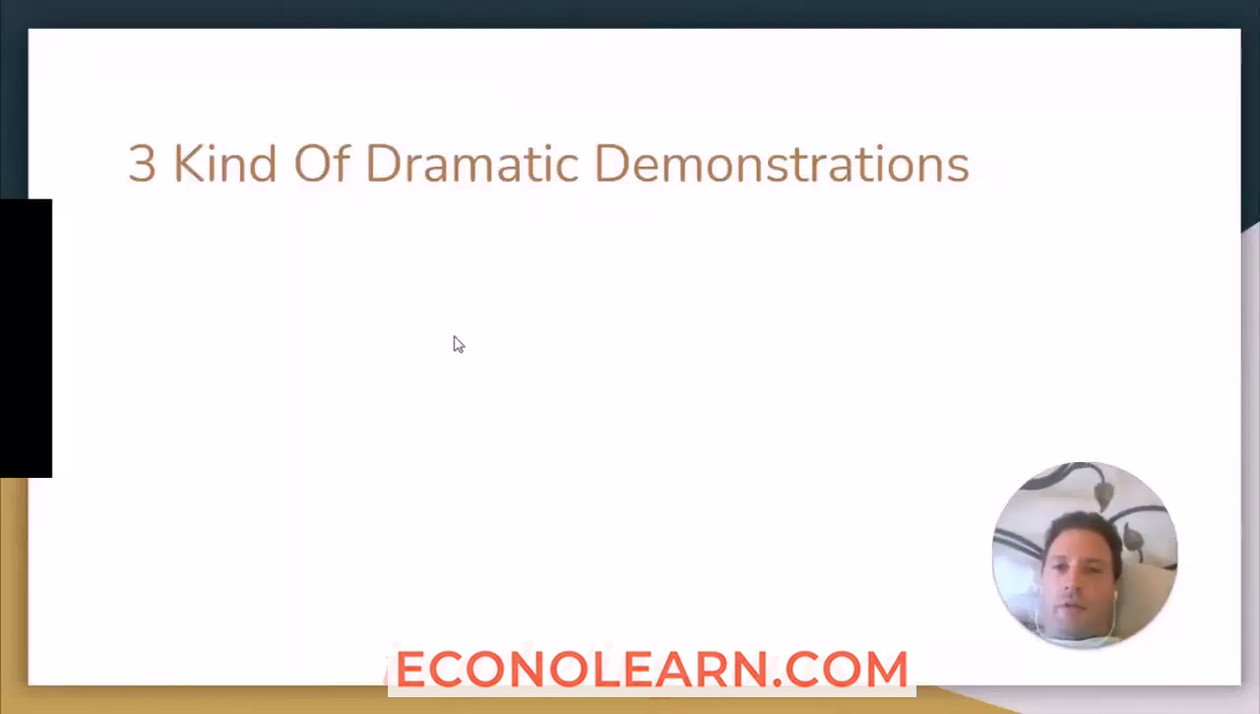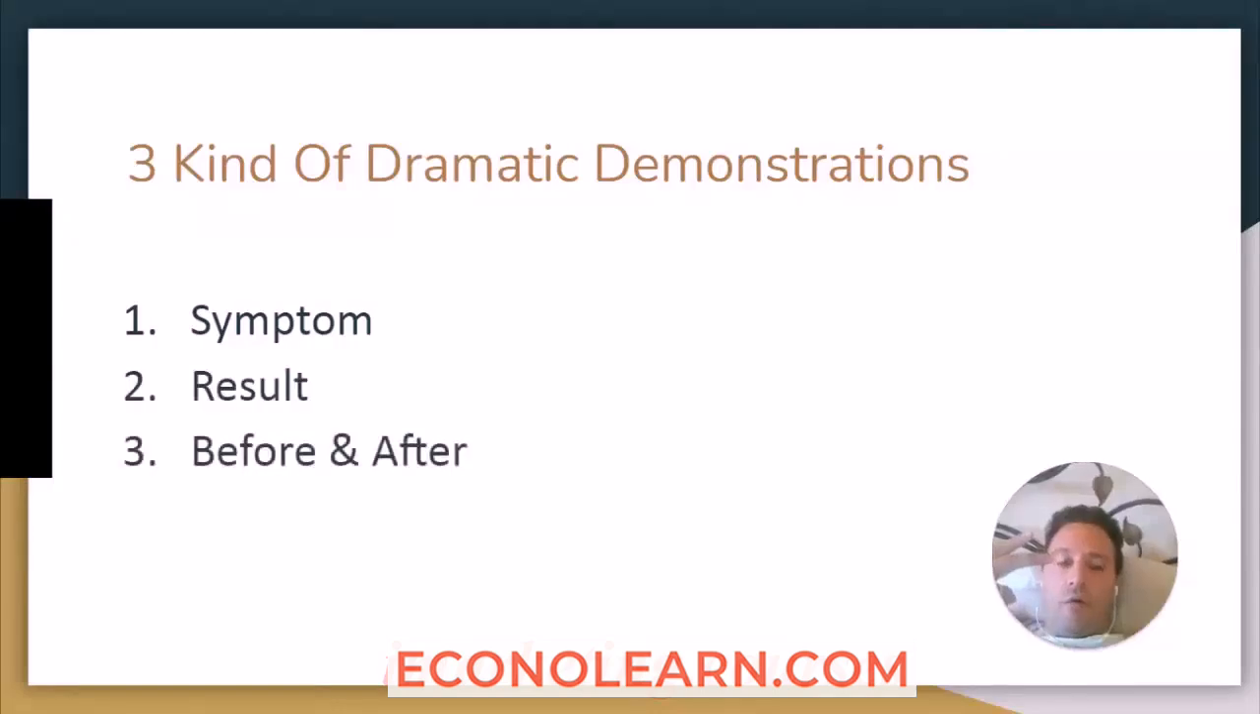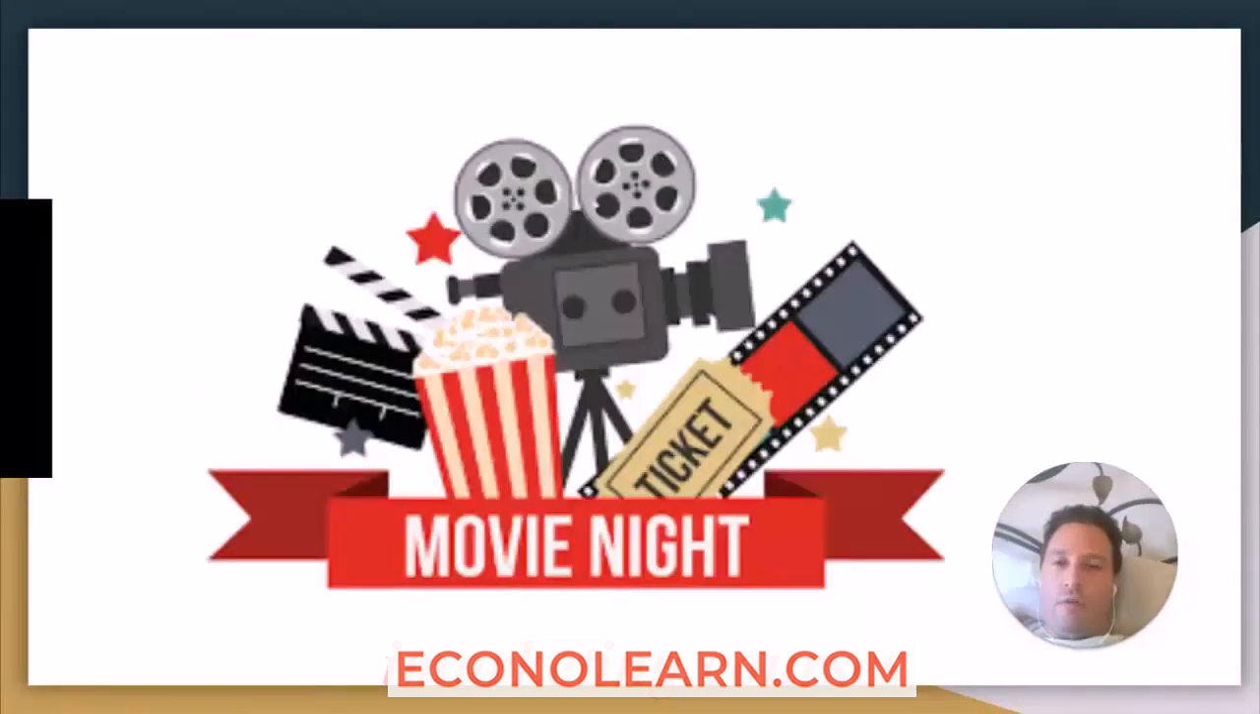So, as we were talking about, there's 3 kinds of dramatic demonstrations. You can show somebody a symptom, you can show somebody what the end result looks like, or you can show them basically a before and after, which is the symptom and the end result together. And the way you really want to conceptualize this is think about it like if your client was in a movie and they got more sales, or if they got more leads. How would that show up in their world?